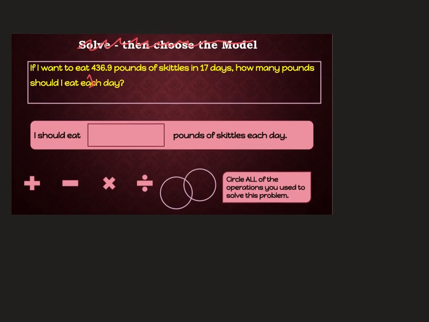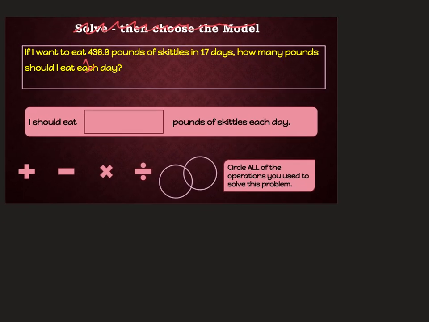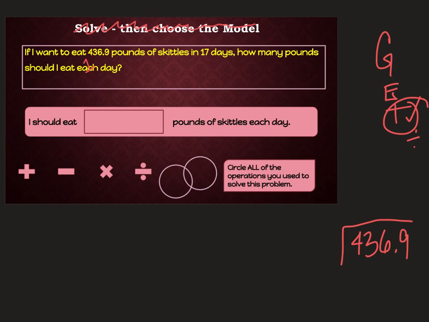This is pretty similar to the one we just did. If I use the get strategy to see if I have a total, I do. I have a total of 436.9 pounds of Skittles, or 436 and 9/10 pounds of Skittles. So if I do have my total, then that means I am doing division. So I need to find out how many pounds I can eat in 1 day. Well, I'm going to take my total, 436 and 9/10, and I'm going to divide by 17. So it's a standard division.